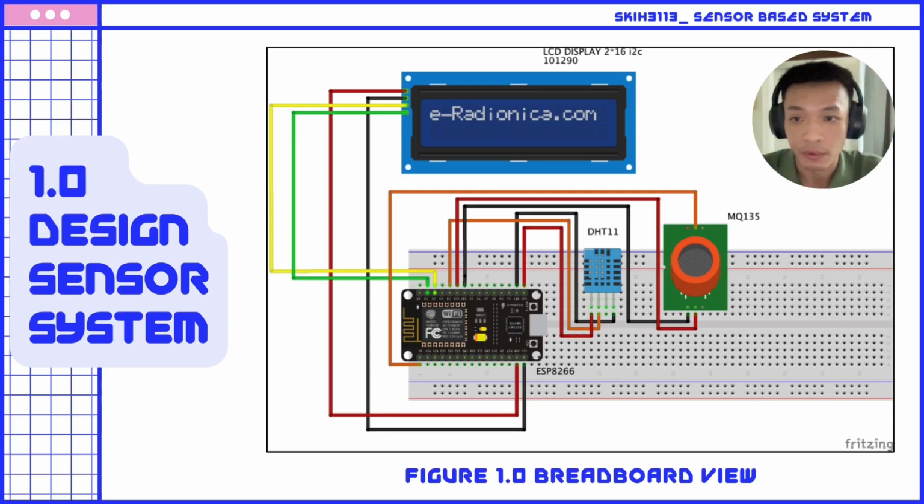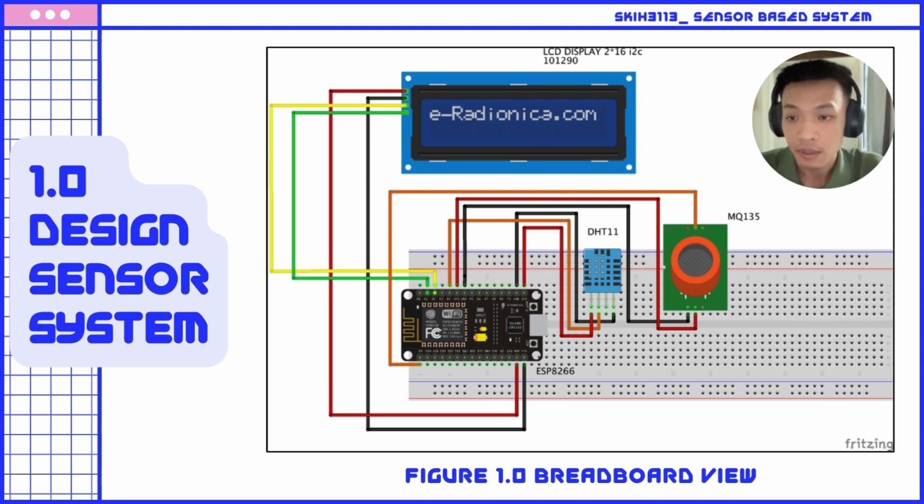Okay, so let us start with the project components. The first is the NodeMCU ESP8266. This ESP8266 is the main microcontroller board used in the project, which provides Wi-Fi connectivity and serves as the brain of the system, controlling the sensors and communicating data to the web server.